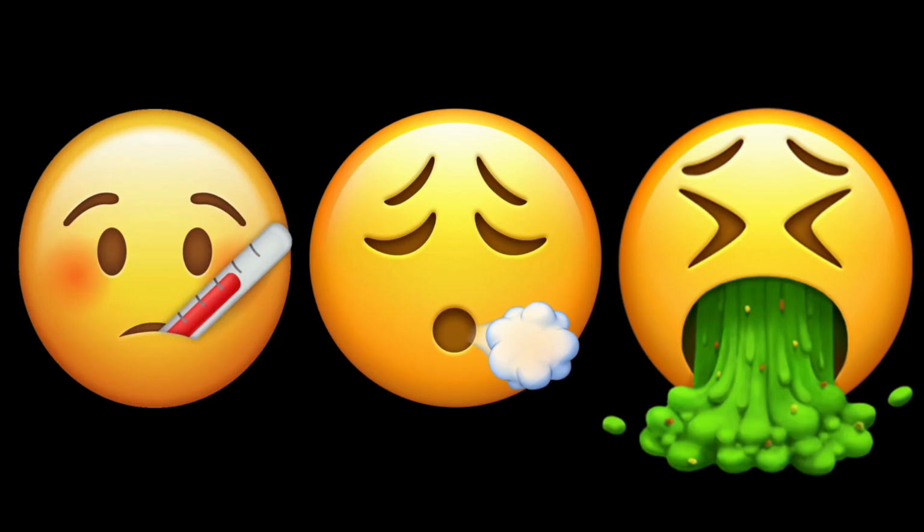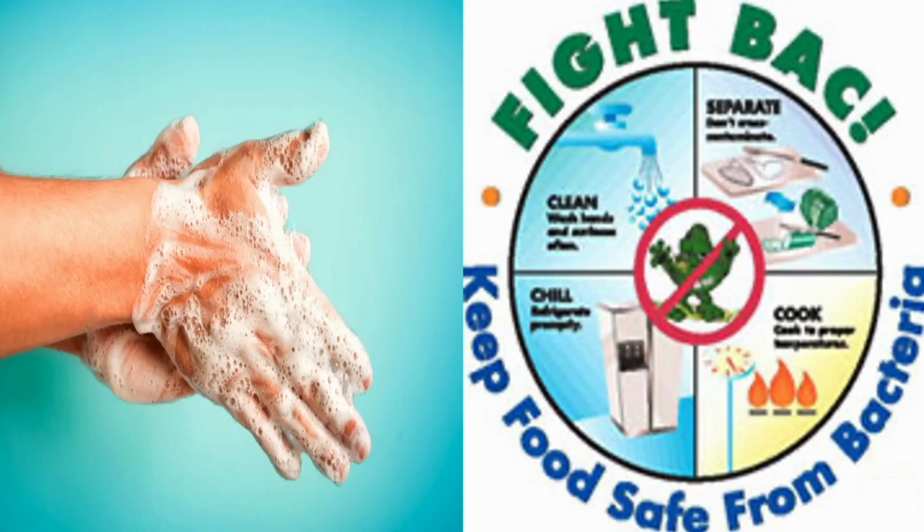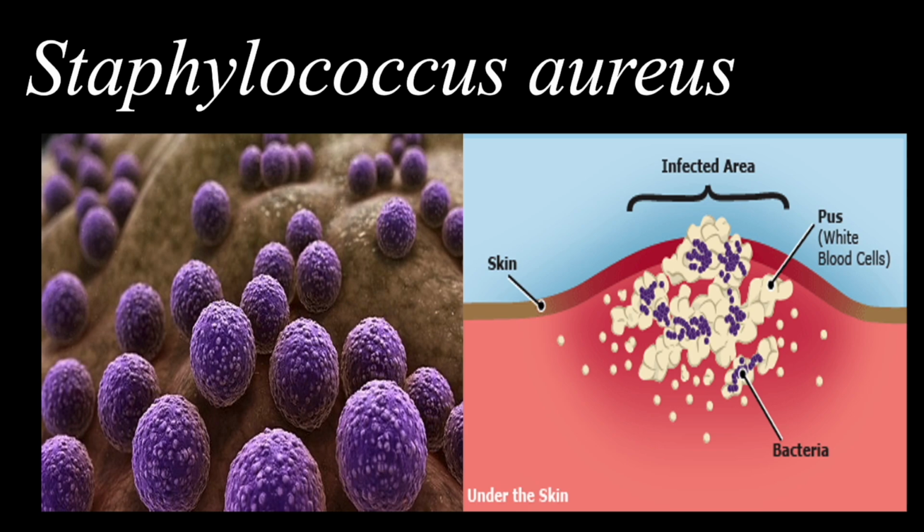However, some bacteria can make us sick, like the ones that cause strep throat or food poisoning. That's why it's important to wash your hands and keep food safe. Looking at some pathogenic strains, we will start with Staphylococcus aureus.